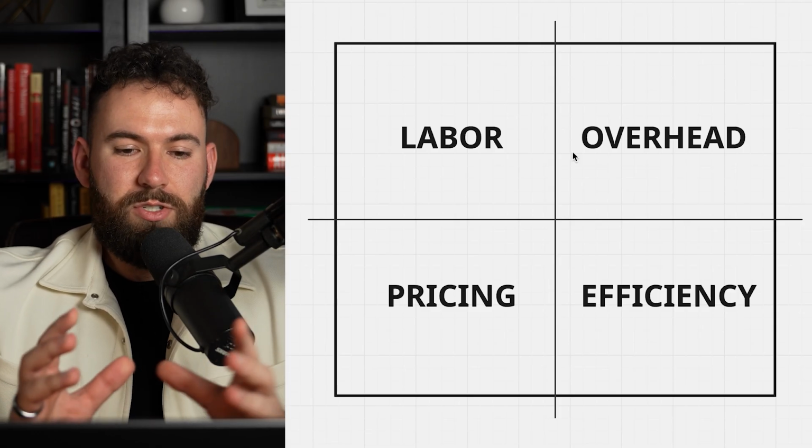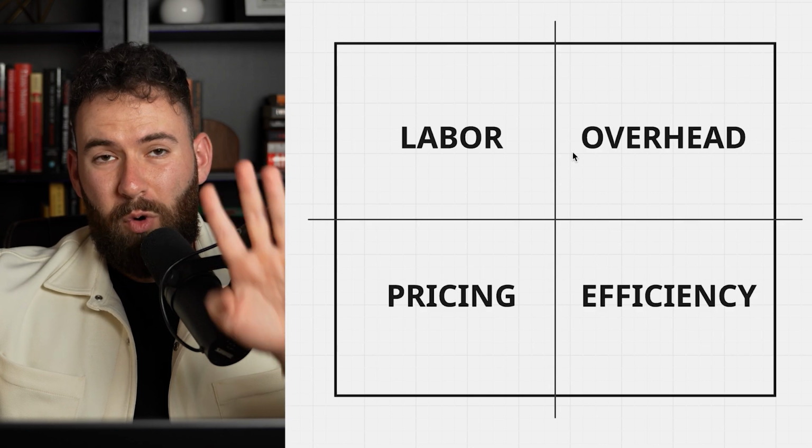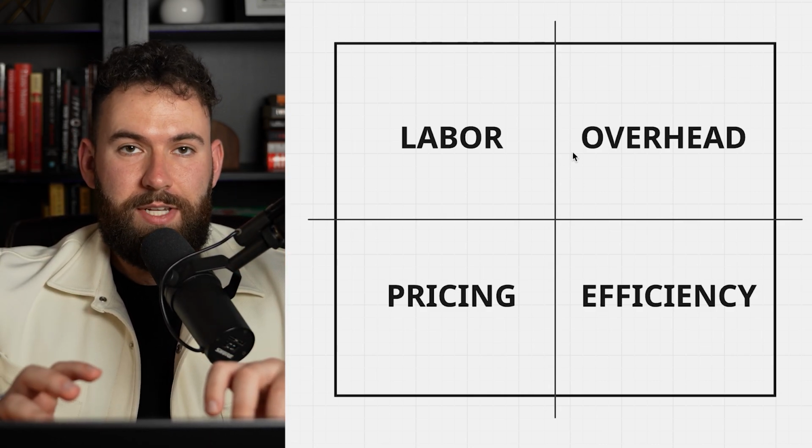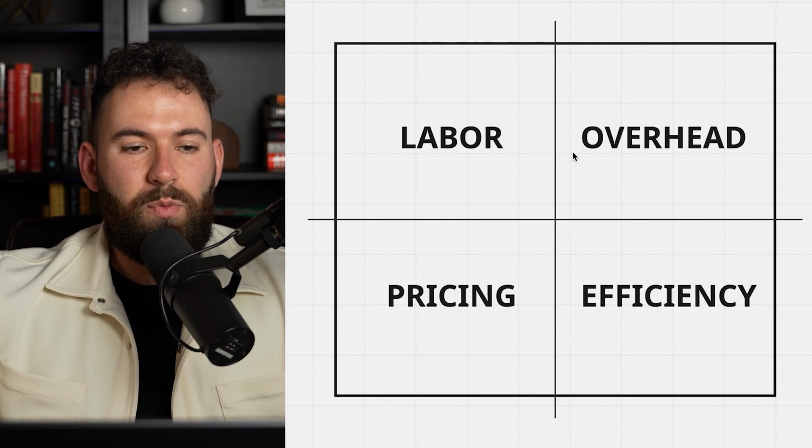So the first thing we're going to dive into is the profit quadrant. Now, if you can see this chart here, we have 4 pieces to this: labor, overhead, pricing, and efficiency. So we're going to go through exactly what to optimize within each of these segments. So let's cover labor first.